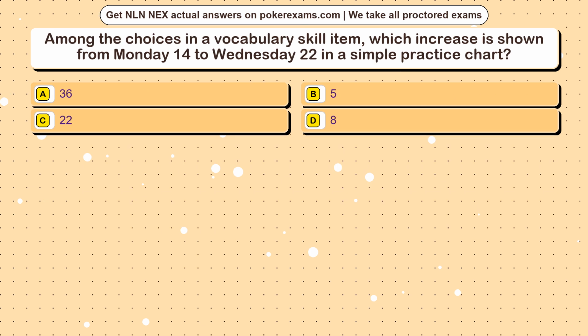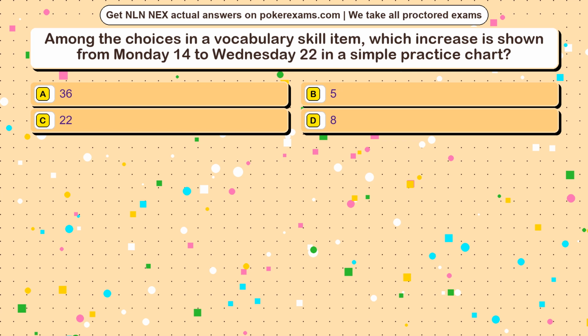Question 15. Among the choices in a vocabulary skill item, which increase is shown from Monday 14 to Wednesday 22 in a simple practice chart? Option A, 36. Option B, 5. Option C, 22. Option D, 8.